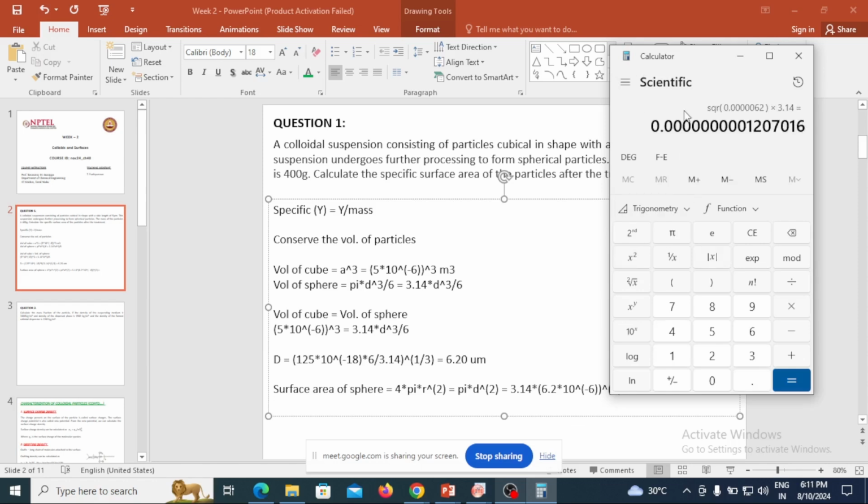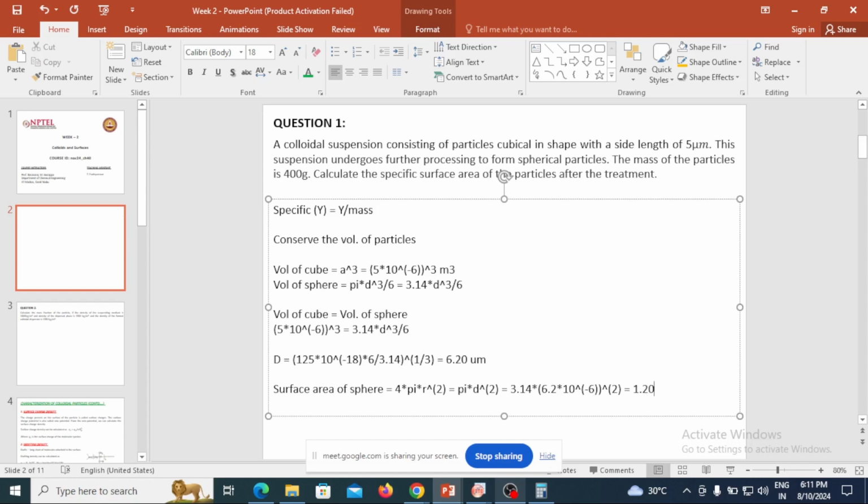So this is nothing but 1.207 times 10 power minus 10. I hope I am correct. Please you also check once again. These many meters square. So the surface area of the sphere comes out to be 1.207 times 10 to the power minus 10 meter square.